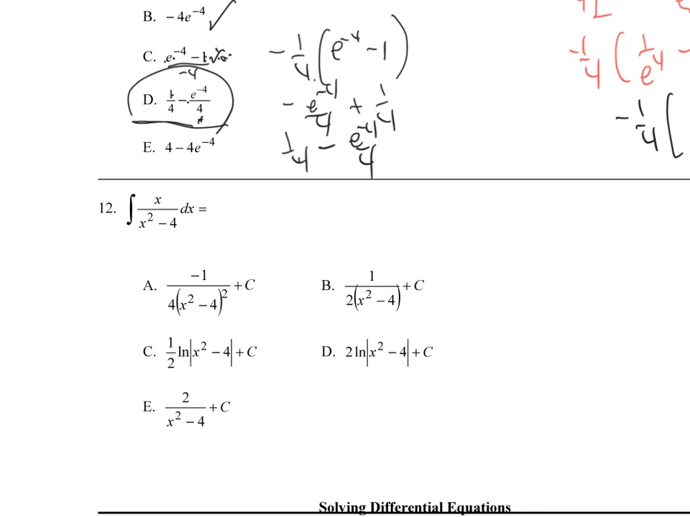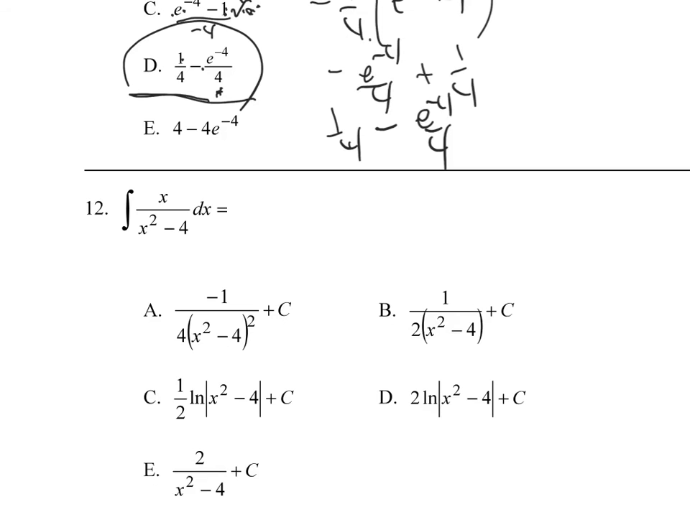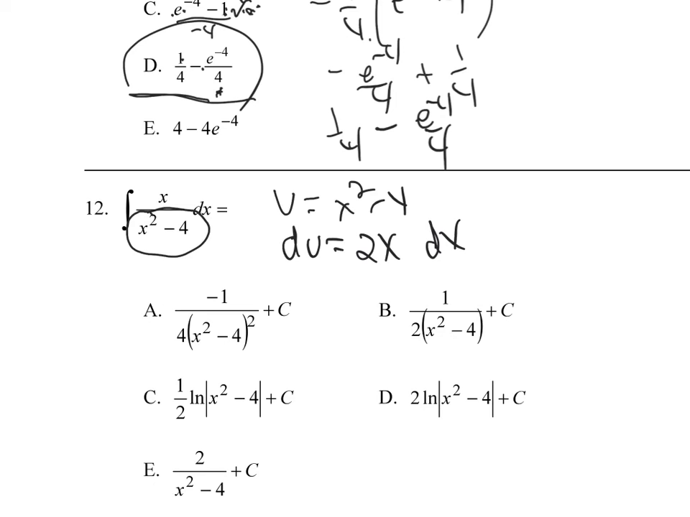All right, last one here. It looks really ugly. Definitely there's 2 functions in there. Why don't I see what happens if I make the bottom u? I'm just playing. I don't know. U equals 2x squared minus 4. Then du would have to be 2x dx. Ooh, I like it. I have an x dx in the problem. How can I make it a 2? Put a 2 there, then divide by it.